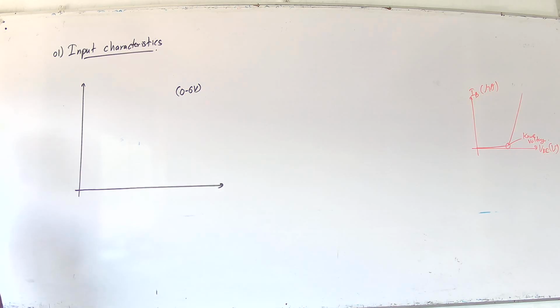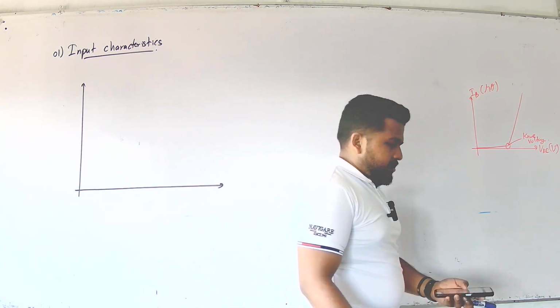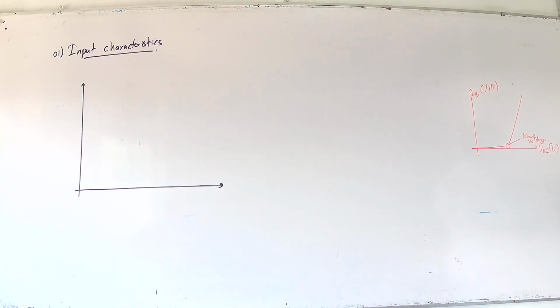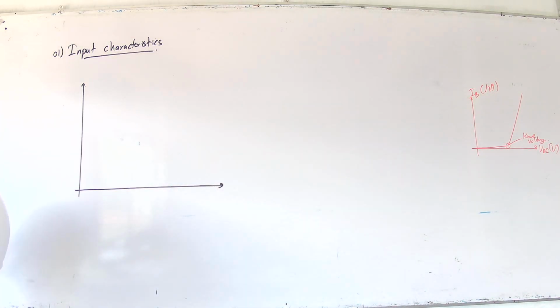The relevant readings of VBE and IB can be read from voltmeter V1 and microammeter, microampere.